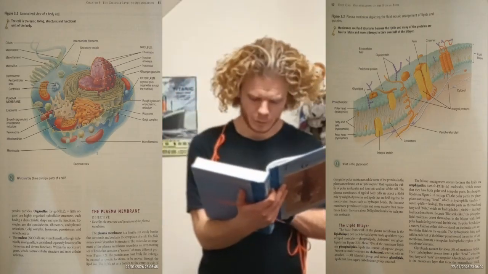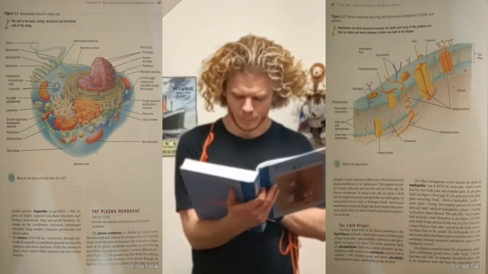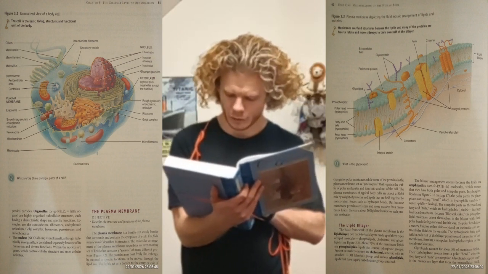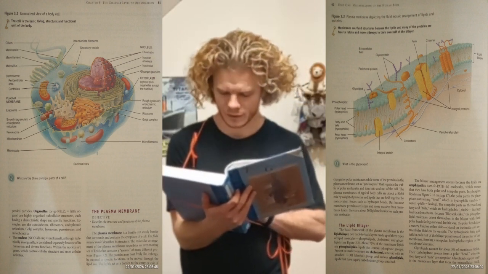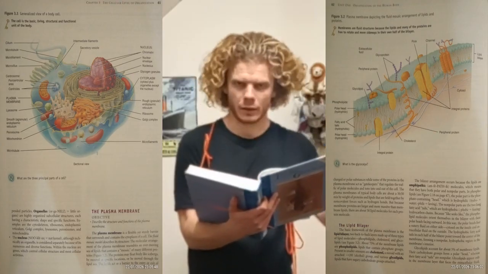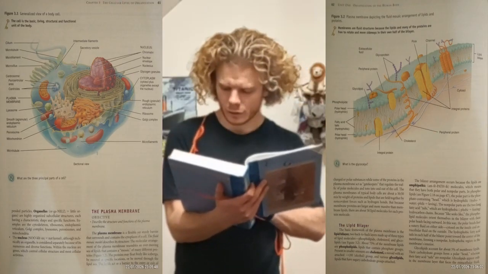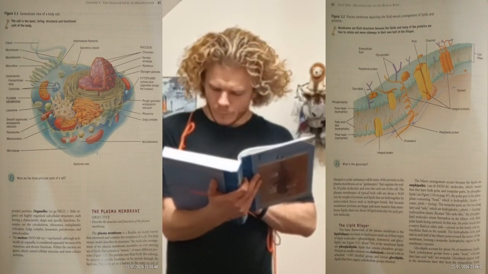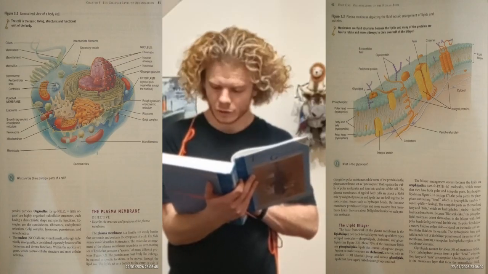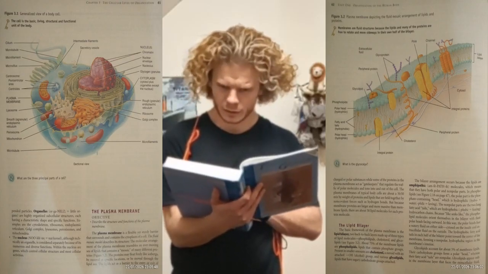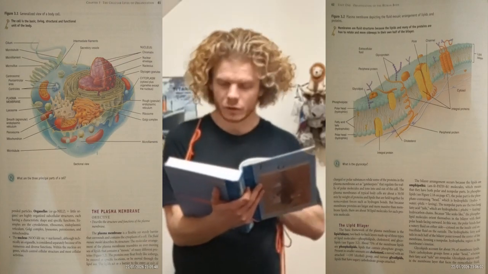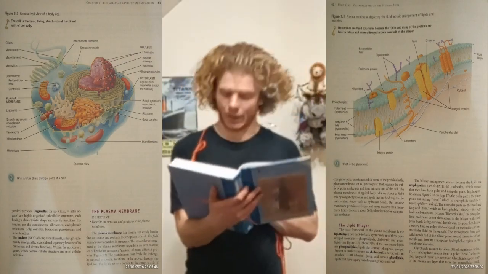The plasma membrane is a flexible yet sturdy barrier which surrounds and contains the cytoplasm of a cell. Okay, it's around the cytoplasm of a cell. It is quite sturdy. The fluid mosaic model describes its structure. Okay, there's some type of fluid mosaic model describing its structure.